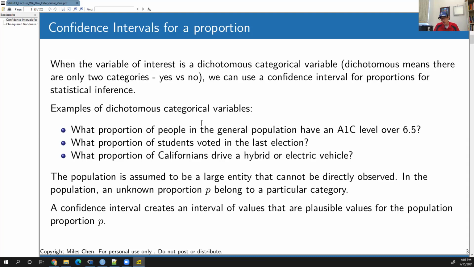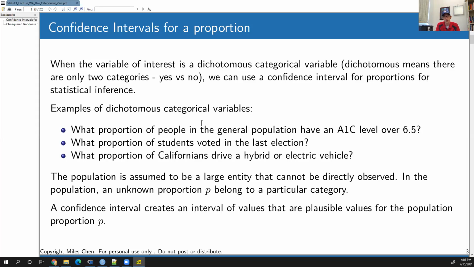So it could just be, does someone do this one activity, or does somebody fit in this one category, or whatever it is? And the answer is just going to be yes or no. Okay, this is not going to be something where we have multiple categories. The confidence interval is really just, what proportion of people are blank, whatever it is.